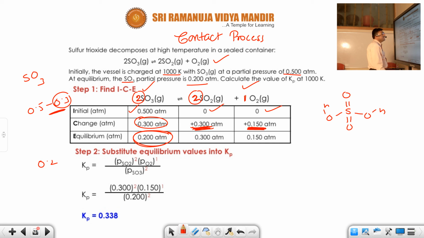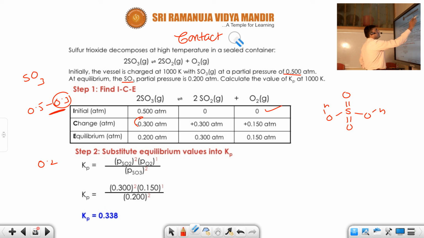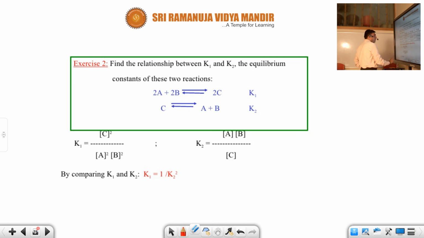Here students will be making mistakes. So these are the equilibrium concentrations. I can calculate the Kp value. Very, very interesting question. Students, this is how very nicely, wonderfully you can solve equilibrium questions in a systematic way. Now let us solve the next question.